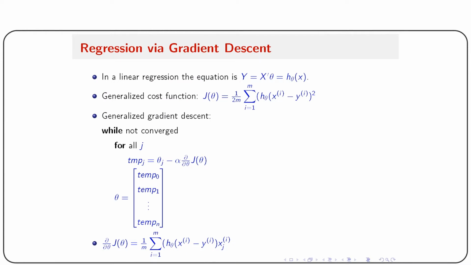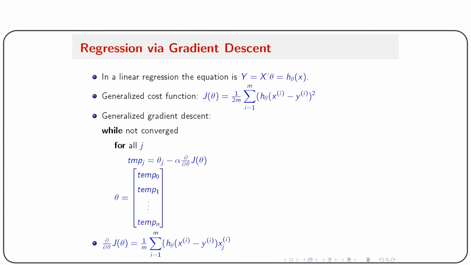Now the regression via gradient descent. In a linear regression equation in vector format, the vector matrix of y equals x prime theta, that is h theta x, and the generalized cost function would be J theta. Converting in terms of cost function, that is 1 by 2m sum over i equals 1 to n of (h theta x i minus y i) whole square.